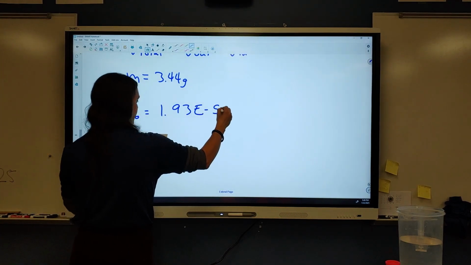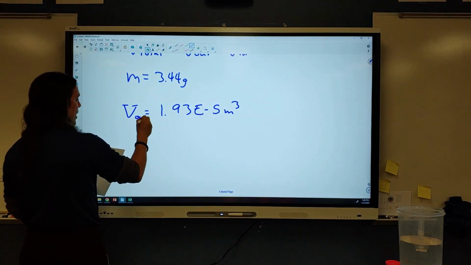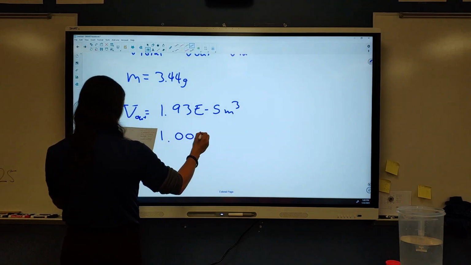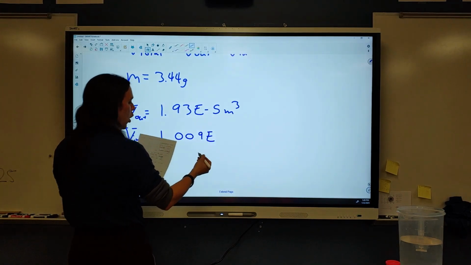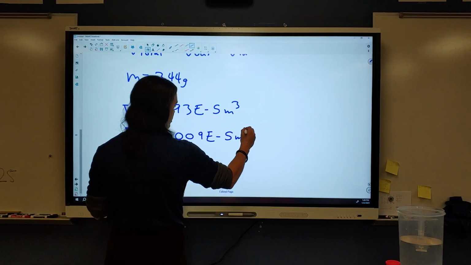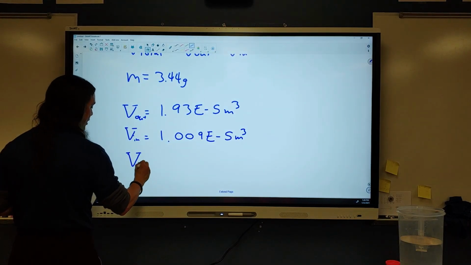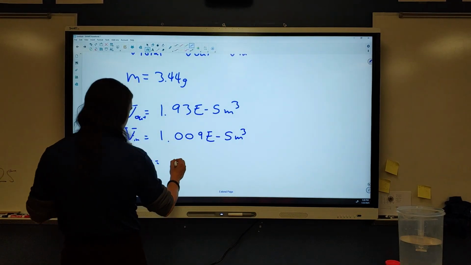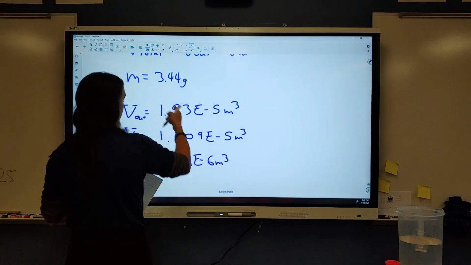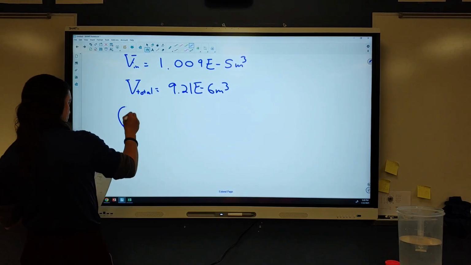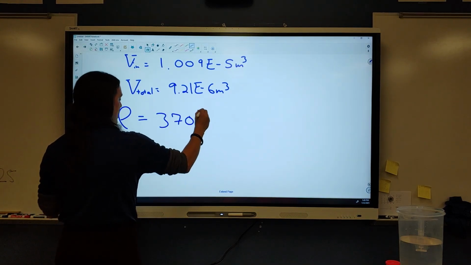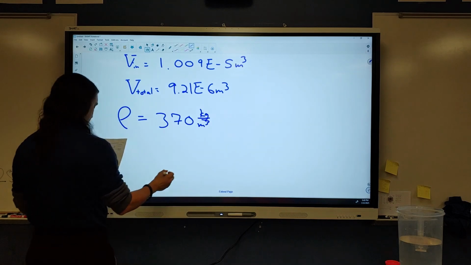1.93 times 10 to the negative fifth cubic meters is the outer volume. And the inner volume I found came up to 1.009, basically 1.0 to 3 significant figures, or 1.01, I guess, times 10 to the negative fifth cubic meters. This gives me my total volume of the actual material at about 9.21 times 10 to the negative sixth cubic meters. When I take that with the mass, I find that the density of this tape roll comes up to 370 kilograms per cubic meter.